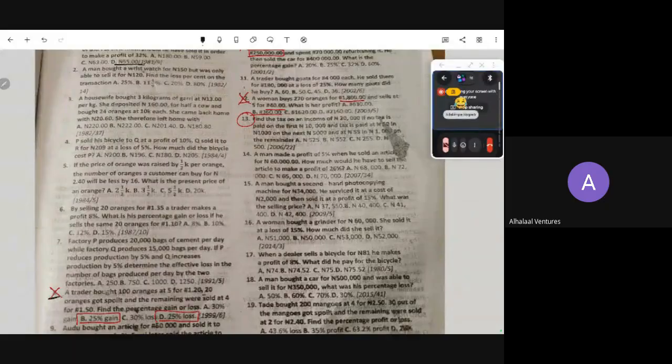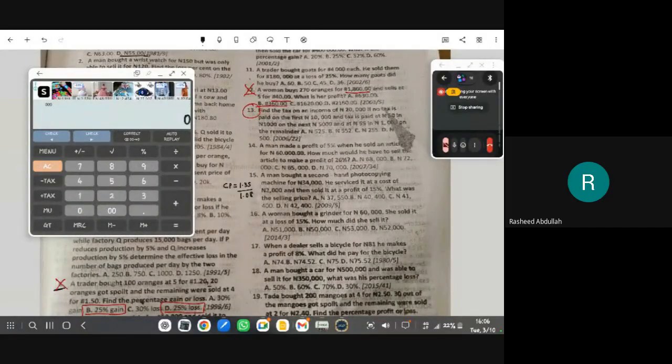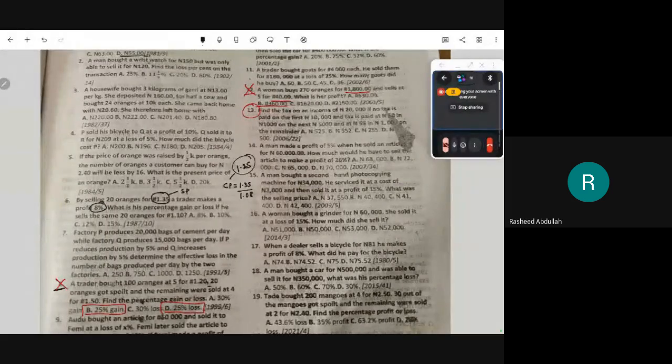So by selling 20 oranges for this, this is going to be the selling price for one. Do you understand? For one orange, right? So the cost price for one orange is going to be this selling price, 1.35, over the percentage increase. Just the percentage increase. That's 1.08. How did I get 1.08? 8%. I added it to 1. Do you remember? Good. Now let's do 1.35 divided by 1.08. That's 1.25. So that's my cost price. The cost price is 1.25 for one orange.